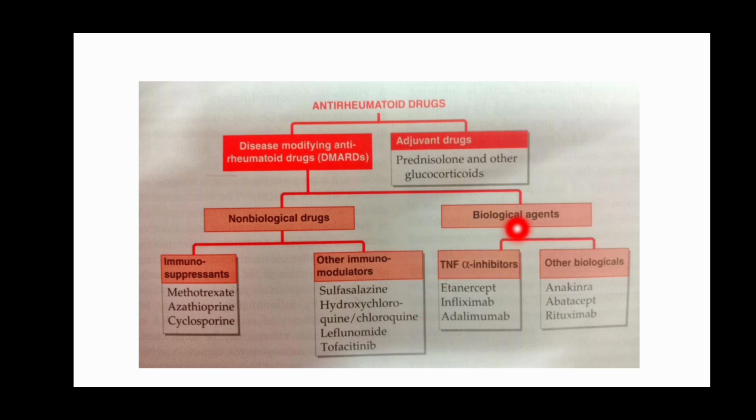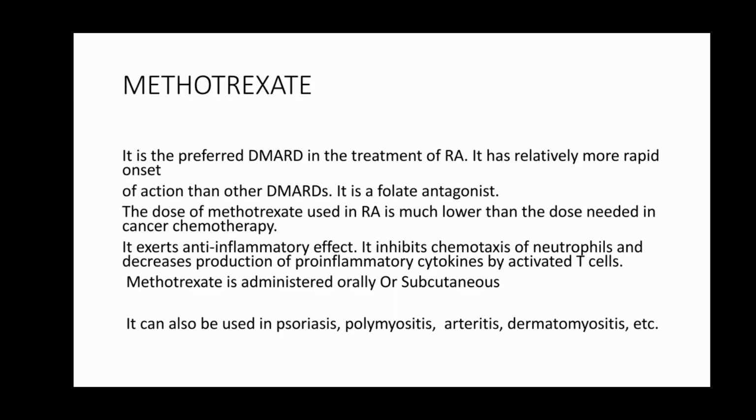And biological agents, lots of biological agents are available: IL-17 inhibitors, IL-20 inhibitors, TNF alpha inhibitors. The TNF alpha inhibitors are mostly used, and those are etanercept, infliximab, and adalimumab. And the others are anakinra, abatacept and rituximab. And at the end of the video, in the last slide, I'll show the picture of these biological agents. Let's enter into the important drugs.